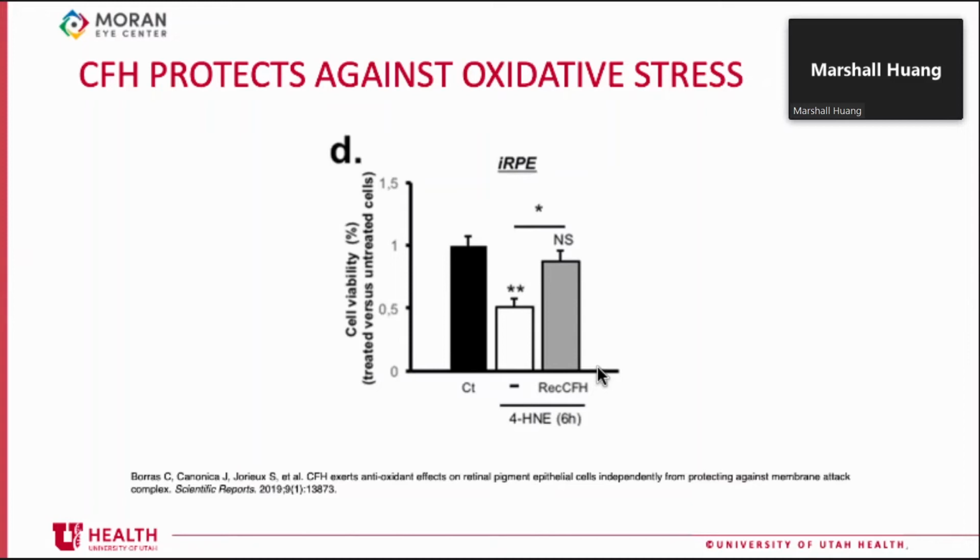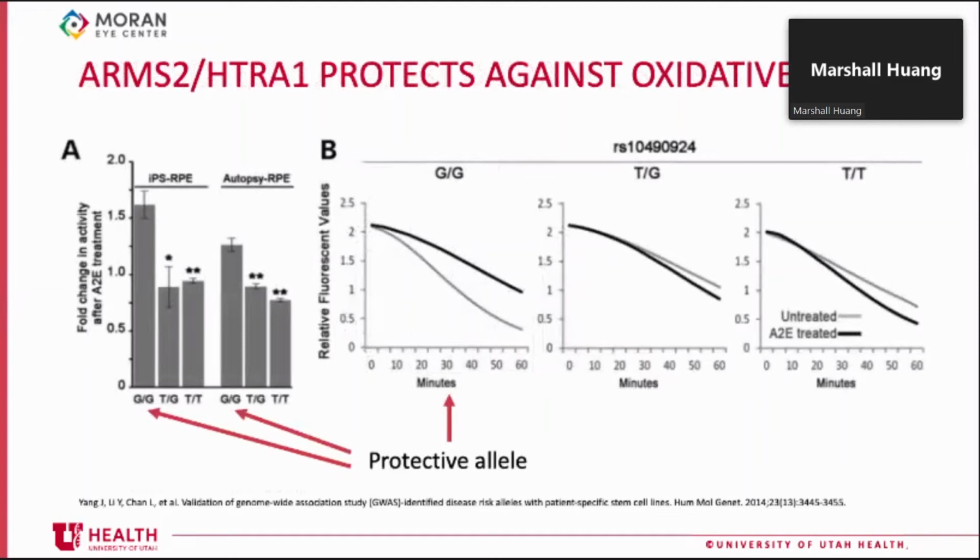This study looks at superoxide dismutase 2 activity in response to oxidative stress in cells with either the protective or the risk alleles of the ARMS2-HTRA1 loci. They used A2E in this study to generate singlet reactive oxygen species to simulate oxidative stress. In figure A, they show a significant increase in SOD2 activity for patients with the homozygous GG allele, which is protective, but no increase or even a decrease in SOD2 activity with homozygous and heterozygous risk alleles.